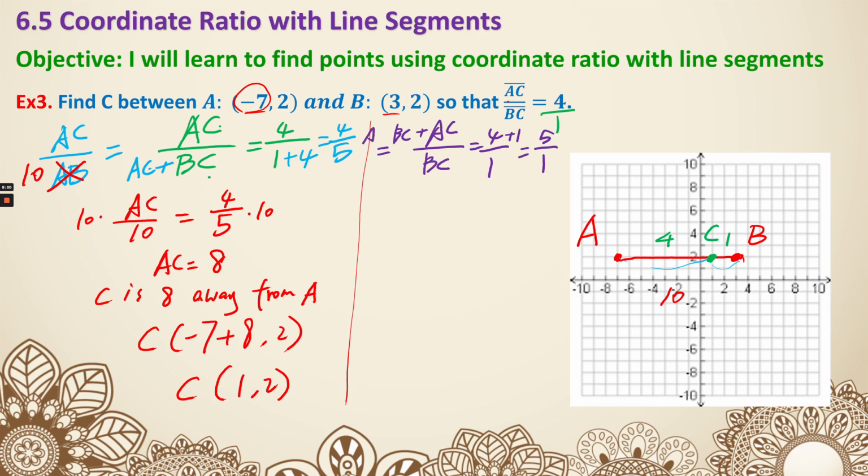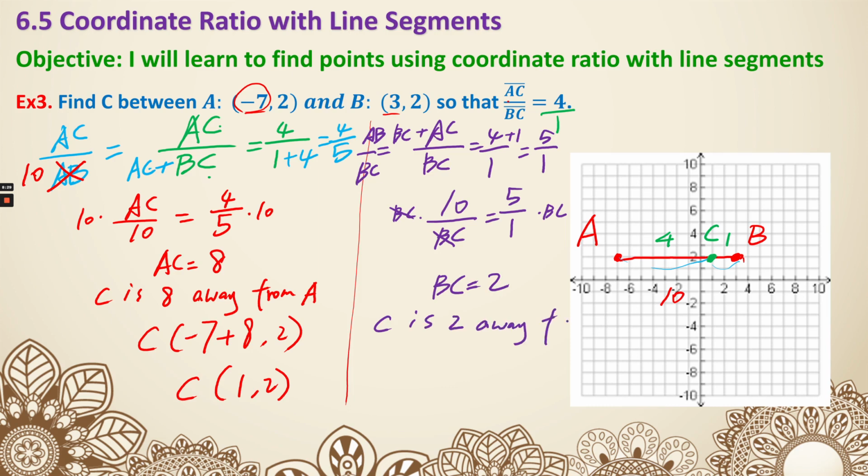And in this case, it is AB over BC. Well, in that case, I still know my AB is 10, so I can rewrite it as 10 over BC, which is 5 over 1. To solve it, I'm going to multiply both sides by BC. So this is gone. So 10 equals 5 BC. That means BC is 2, which means C is 2 away from B.